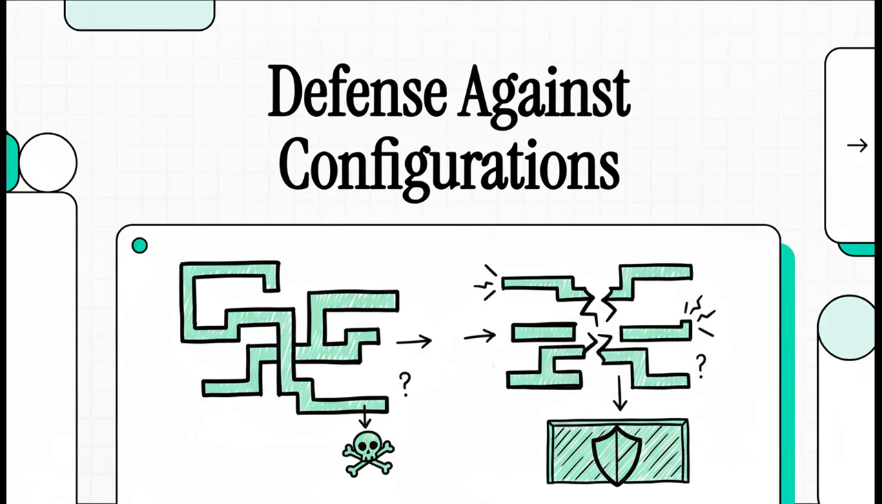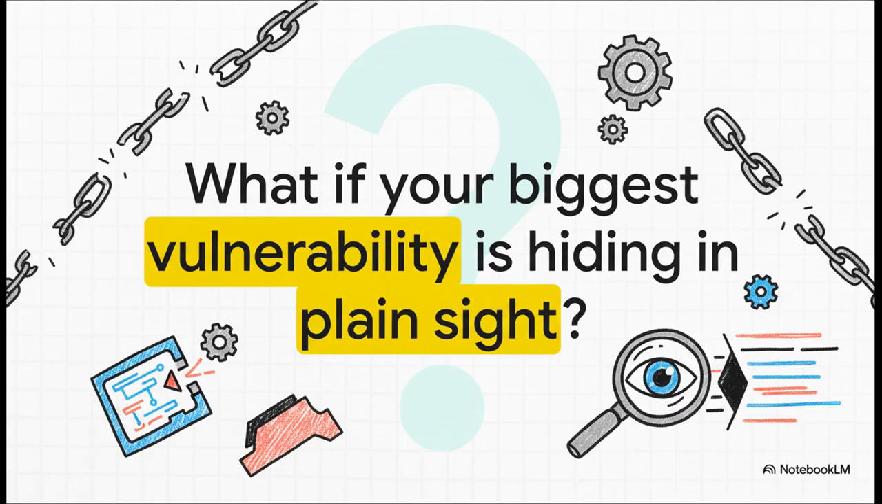Okay, you know the headlines. We're always hearing about these super sophisticated hacks, crazy new malware, and these really clever phishing attacks. But what if one of the biggest threats to your organization isn't some brand new attack? What if it's a vulnerability that's been hiding in plain sight since day one? Let's talk about misconfigurations. Really think about that for a second.